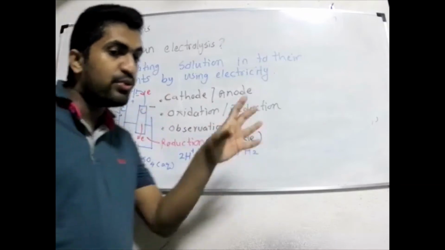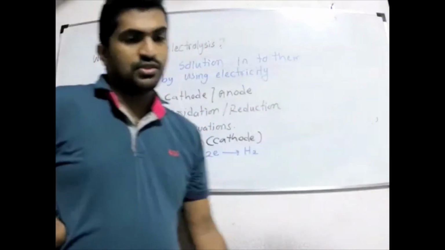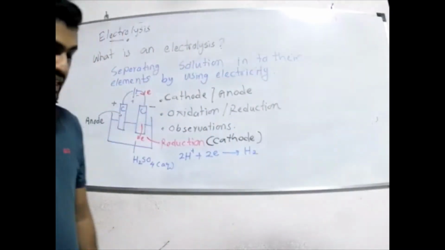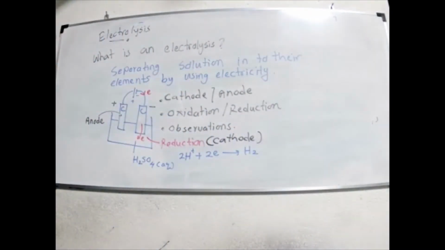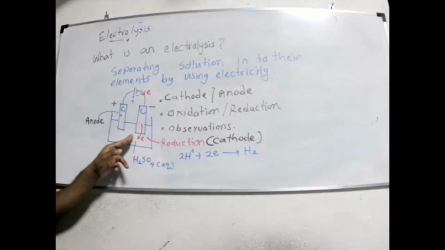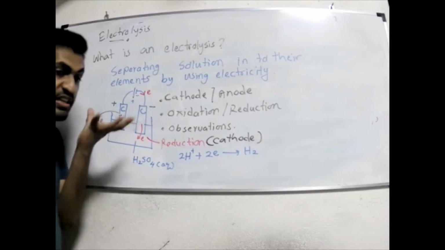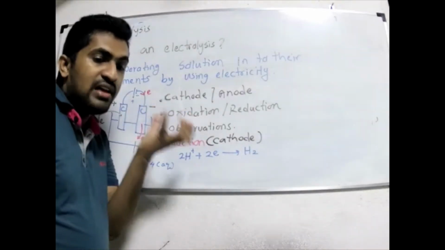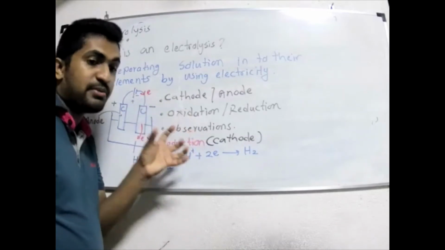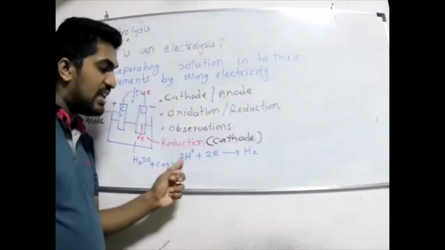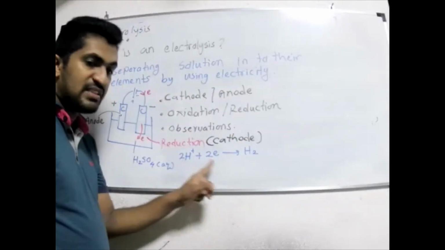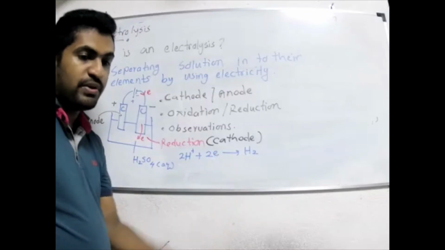You have to think it through the flow of electrons. Electrons flow from the minus terminal and come to the solution. The solution has starving ions. What are they? H plus ions. They are seeking electrons. The H plus ions get electrons, two electrons, and form H2 gas.